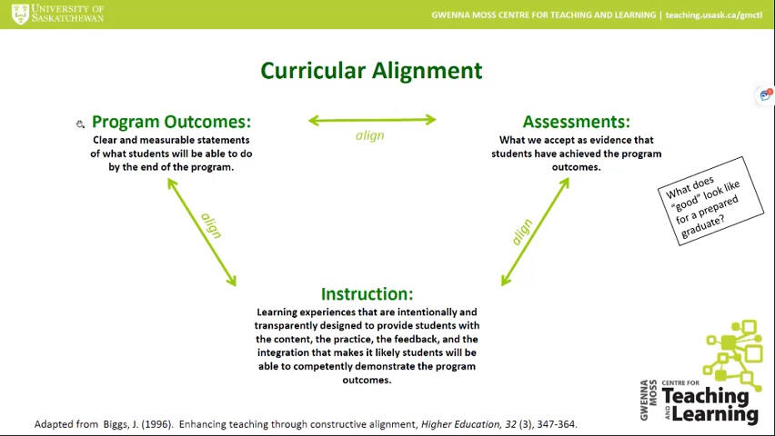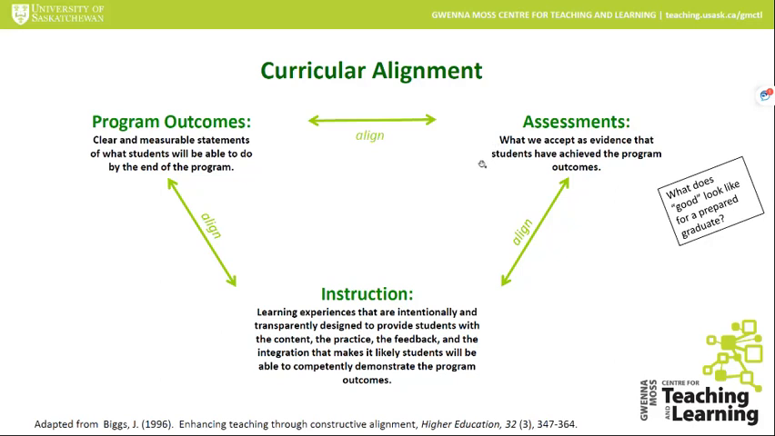First, we have our program outcomes. These are clear and measurable statements of what students will be able to do by the end of the program. We describe and define what these program outcomes are for our particular program. And once we're able to do that, then we think about what assessments we will have in our program.